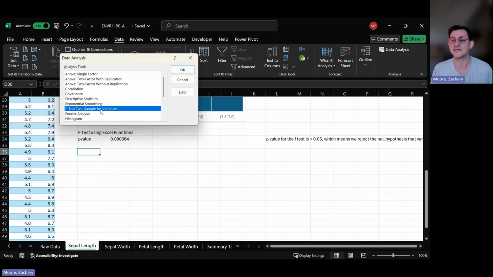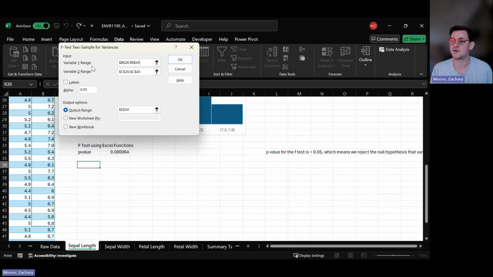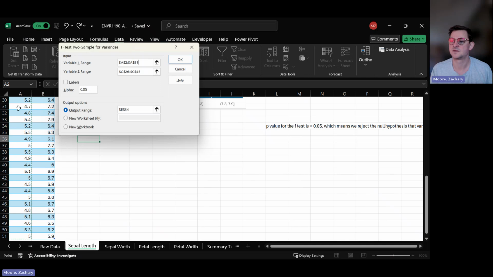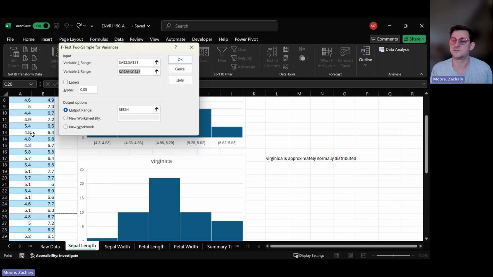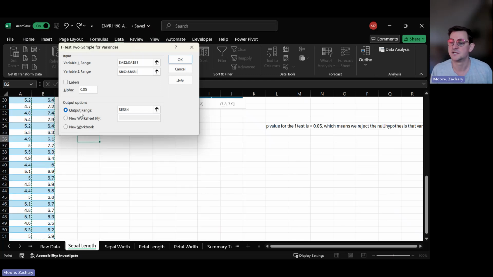So we can do this F-test two-sample for variances, and we can click OK. It says which variables do you want to compare. In this case, my first variable is going to be setosa, so I highlight all of those using Control-Shift-Down. And our second variable is going to be virginica. I highlight the first one, and then I do Control-Shift-Down to highlight the whole thing. It says, where do you want to output this? We can pick this cell to output it.